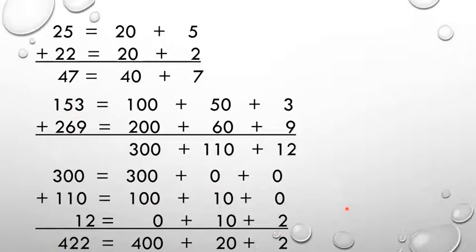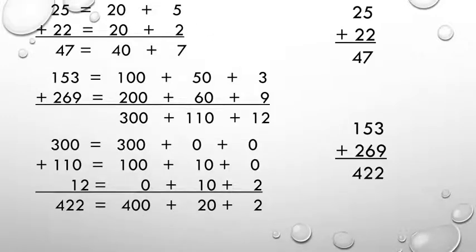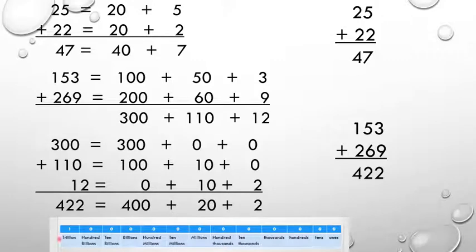Doing this will be easy, of course, but sometimes, as you can see, you have multiple additions. There's also another method that we can use here. Here I just rewrote it easier. But for you to understand how it happened, you should remember this. These are the places that I mentioned earlier: the ones, tens, hundreds, thousands, 10,000s, and so on. For addition, you will add from the ones place first.